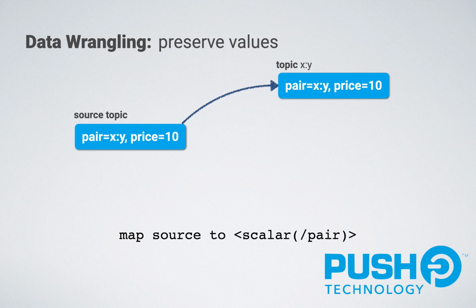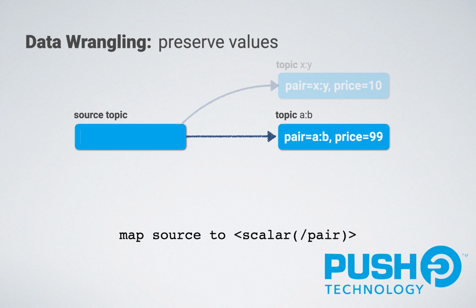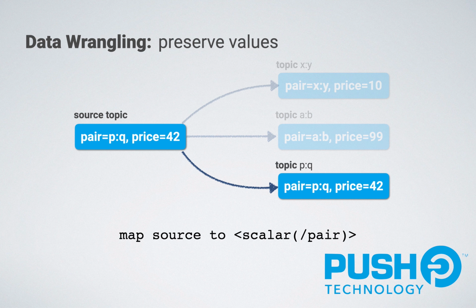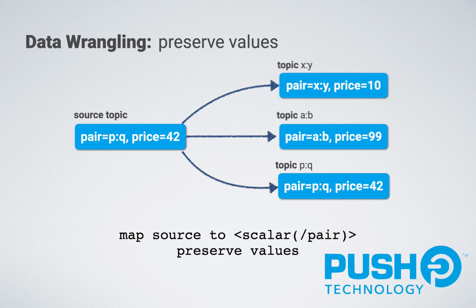When the source topic is updated and the pair property changes, a new topic is created and the previous reference topic is removed. From version 6.6 onward, the Preserve Values clause leaves prior reference topics intact, ideal in circumstances where a topic contains information relevant to many subjects, and it must be broken out into subject-focused topics. Let's have a look at this in action.